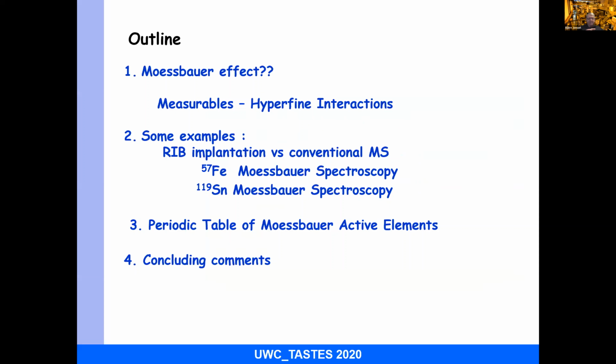Perfect. Thank you. Okay. Firstly, just a few comments on what is the Moessbauer effect, and then what are the measurables, which rely heavily on the hyperfine interaction between the probe nucleus and its surroundings, and then some examples taken especially from the work that we've done using iron 57 and tin 119 Moessbauer. And I'll show the periodic table of Moessbauer active elements and then some concluding comments.